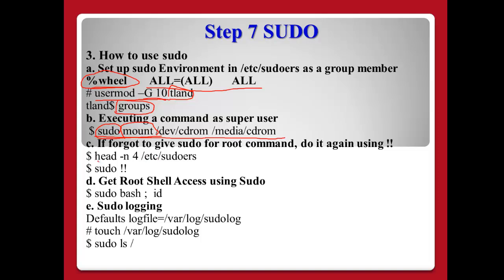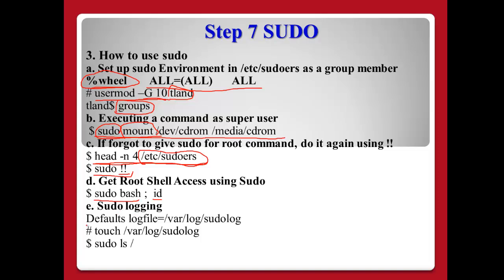So this one, for example, head -n /etc/sudoers. In this case, a normal user cannot read this file because of the lack of permission. So in this case, just sudo !! Then this user can read this file because this user already has exactly the permission. D, get root shell. If we do it like this, sudo bash and id, this user will become the root.